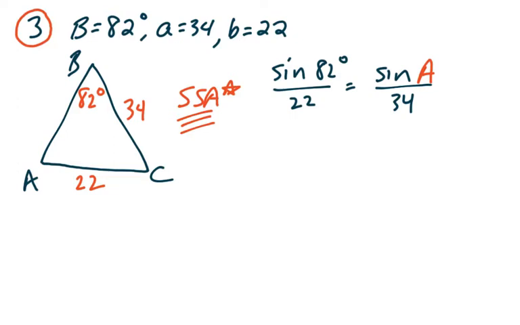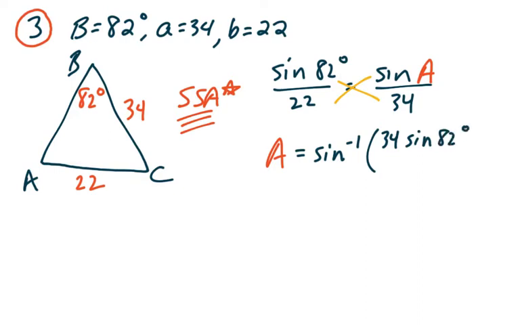Okay, as always, we're going to cross multiply. Get the sine A by itself, take the inverse, and angle A should be the sine inverse of, did you get it? How about 34 sine of 82 degrees divided by 22. All right, hopefully you got the same spot. Let's punch into the calculator and see what happens.